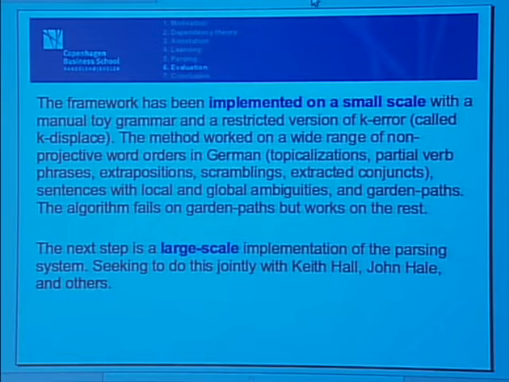And the next step is a large-scale implementation of the parsing system, and I'm seeking to do this jointly with Keith Hall, John Hill, and other people.